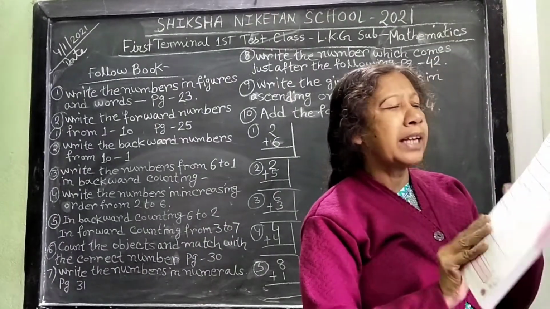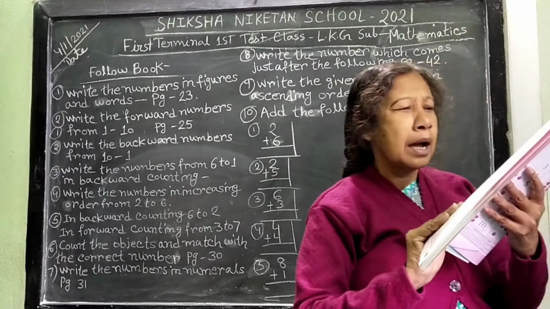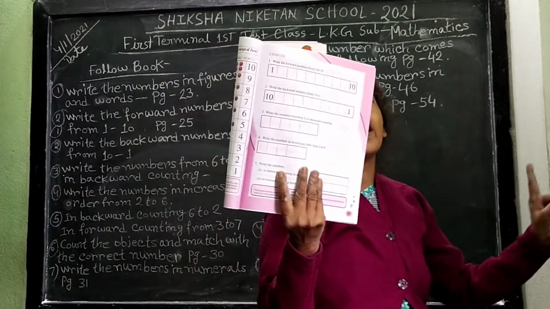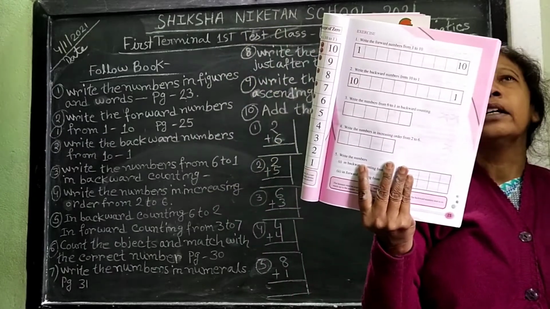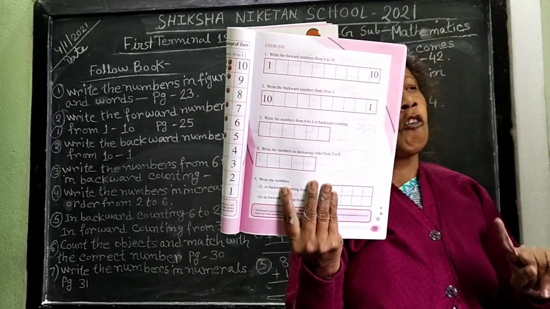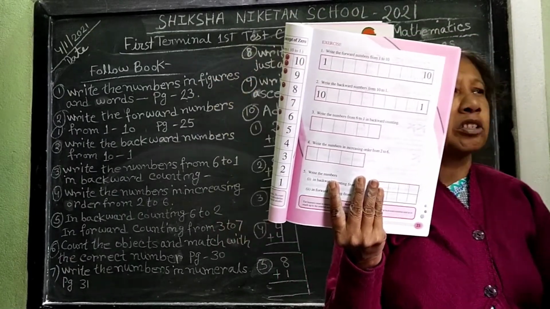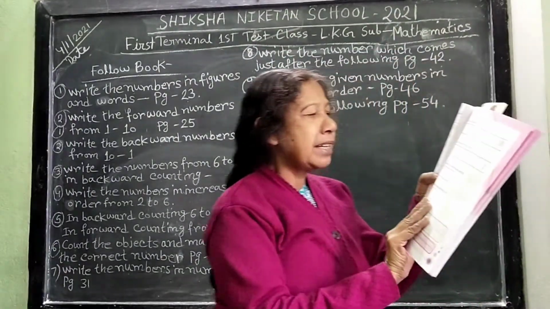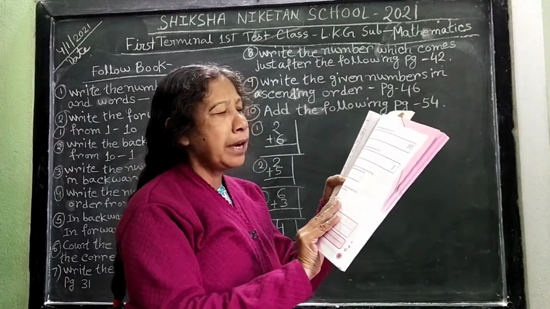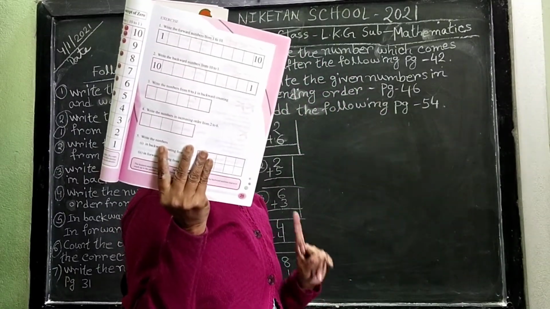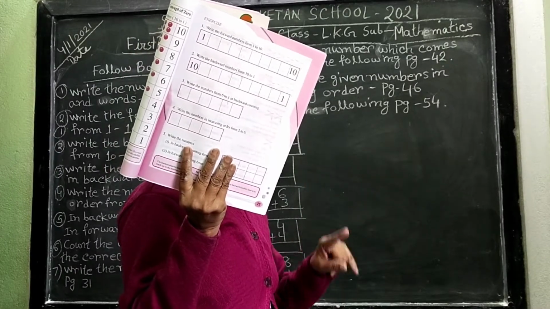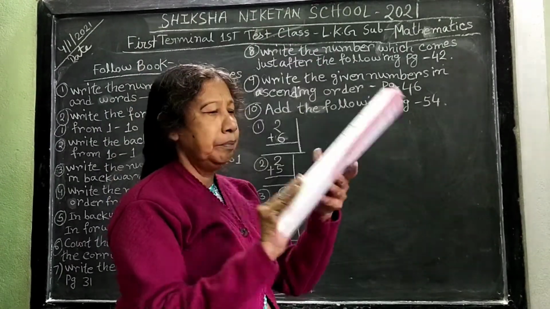Number 2, write the backward numbers from 10 to 1. 10, 9, 8, 7, 6, 5, 4, 3, 2, 1. Number 3, write the numbers from 6 to 1. Backward counting. 6, 5, 4, 3, 2, 1.